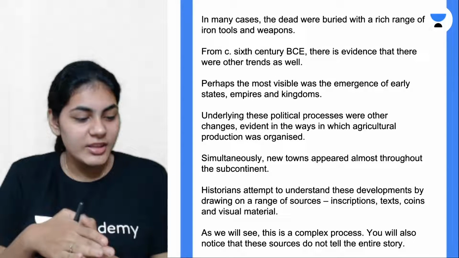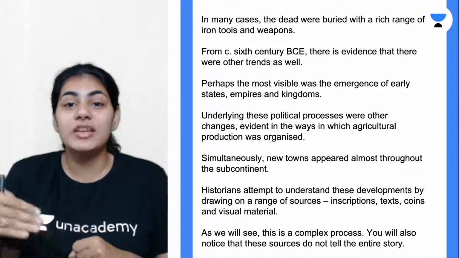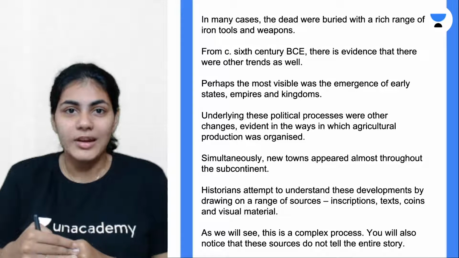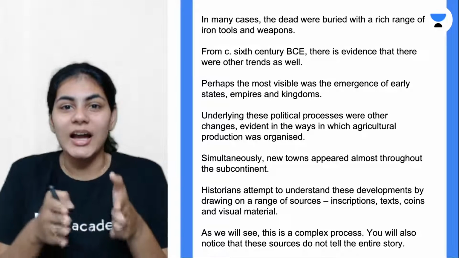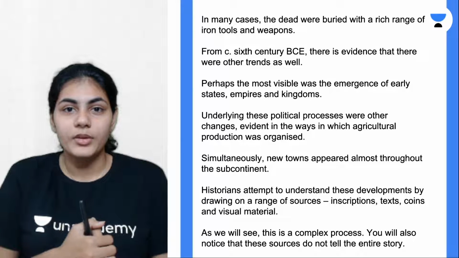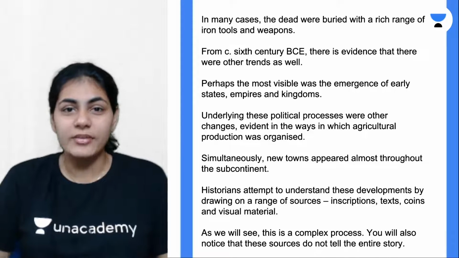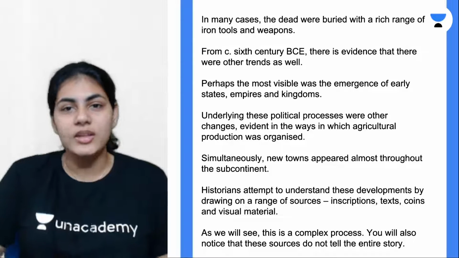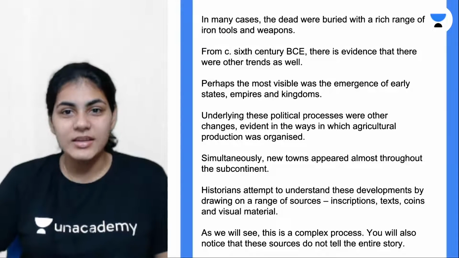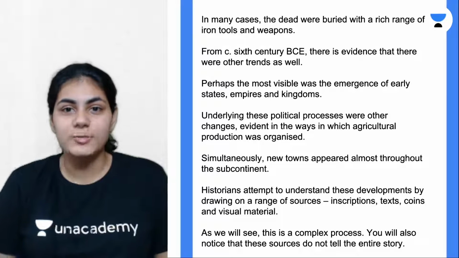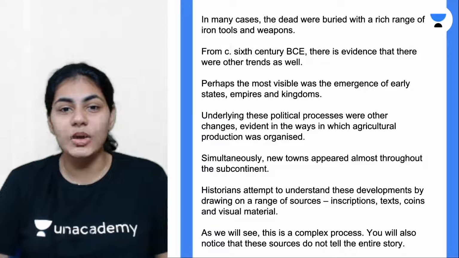Now after these 1500 years, we'll quickly jump to what was happening in the 6th century BCE, right? So this landmark is very, very important for us because this chapter starts from 6th century BCE, right? So from 6th century BCE, there is definitely evidence available to us, for the historians and archaeologists, that so many developments, so many trends have been happening from 6th century BCE, right? So we'll just have a look at what some of these trends or developments are.